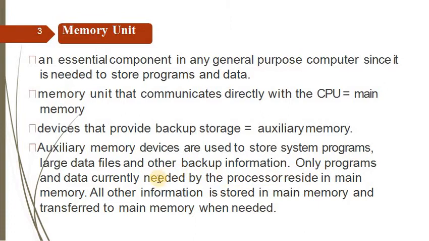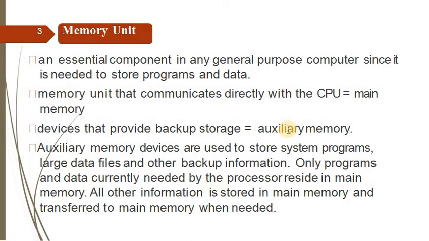Only programs and data currently needed by the processor reside in main memory. All the other information is stored in auxiliary memory and transferred to main memory when needed. So, in the memory unit, we have discussed the use of the memory unit: to store data and programs. The memory unit that directly communicates with the CPU, you call main memory. Devices that provide backup storage, you call auxiliary memory.